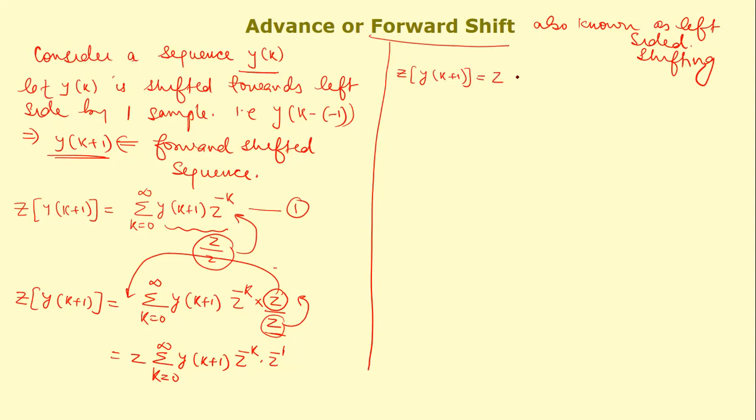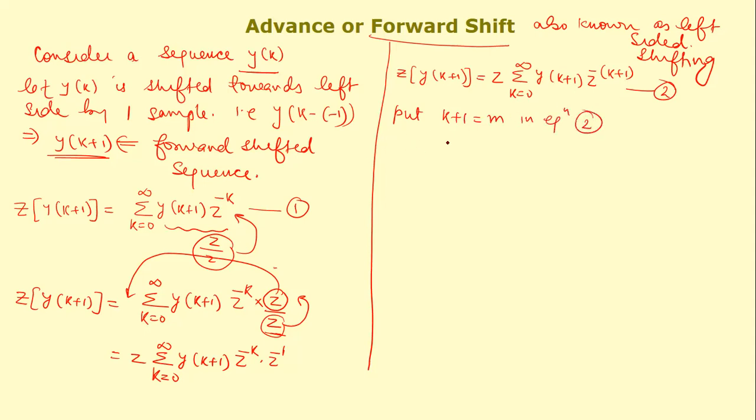So z and summation k is equal to 0 to infinity. So we have y k plus 1 and z minus k plus 1, right? So let us say this is equation number 2. Now put k plus 1 is equal to m in equation 2.